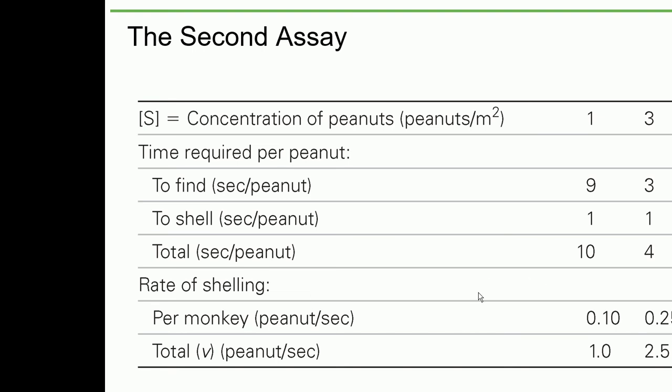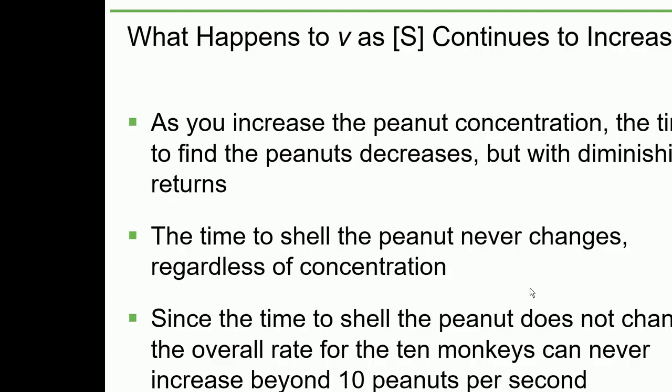So see here, as we increase the number of peanuts, the rate of reaction is increasing. Earlier it was 1, now it is 2.5. Similarly, in an enzyme catalyzed reaction, initially when we increase the substrate concentration, the rate of reaction increases.